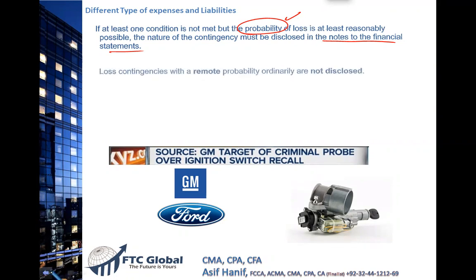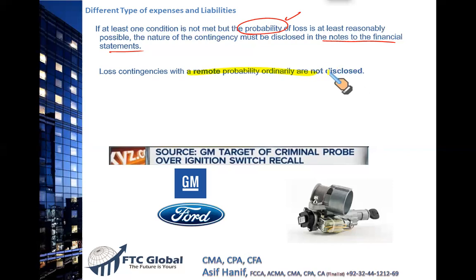And in case of a loss contingency, remember, if it is remote, do nothing. In case of remote, do nothing. Yes, exactly, Subhan, got it. If it's remote, you don't have to disclose.